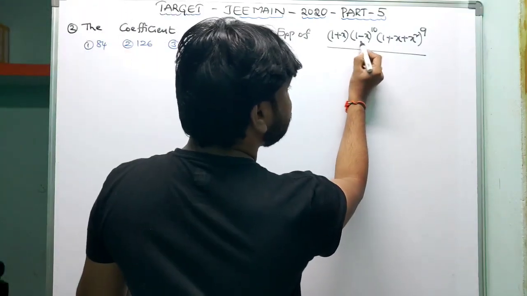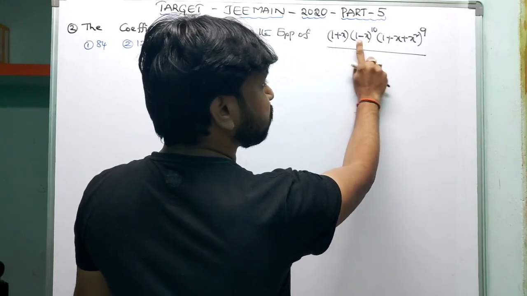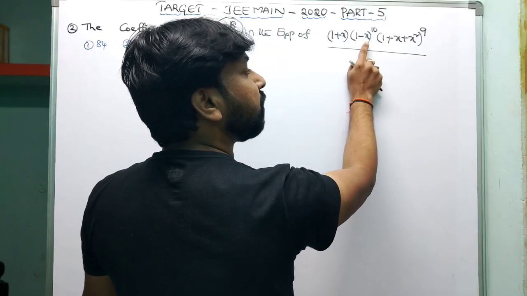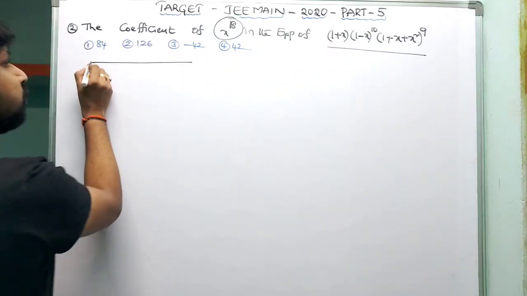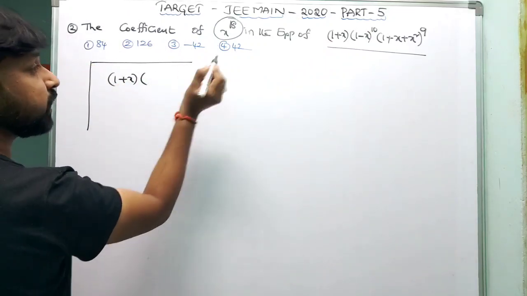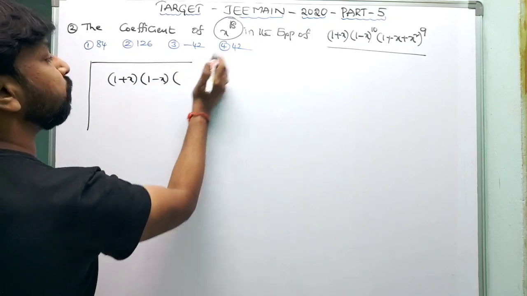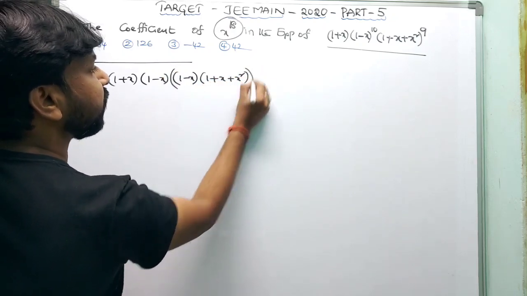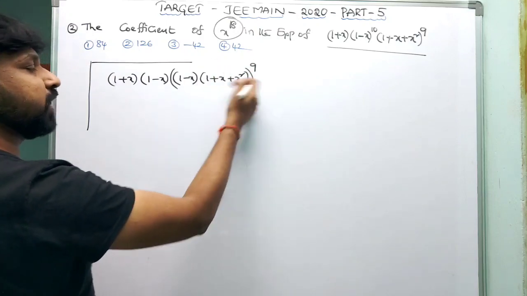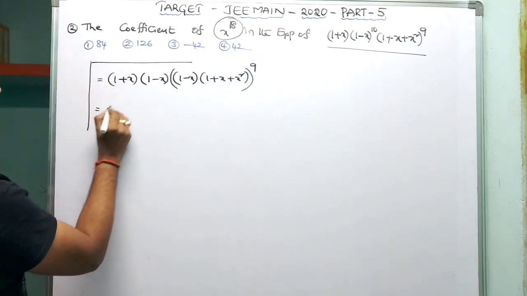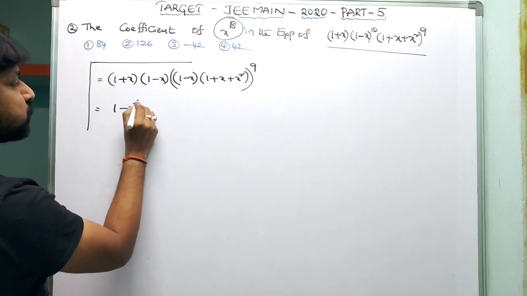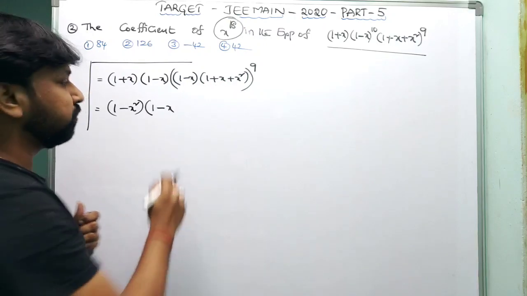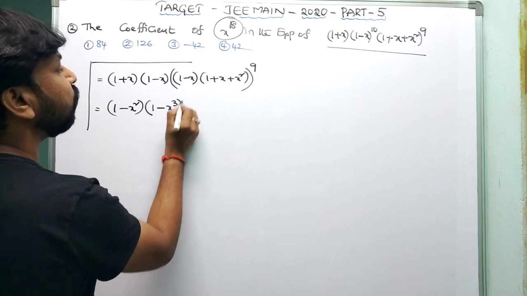If you observe this expansion, (1 plus x) into (1 minus x) whole power 10, (1 plus x square) whole power 9, I want to write this as (1 minus x) into (1 minus x) whole power 9. So that's what you're going to get: (1 plus x) into (1 minus x) can be written like this, and then (1 minus x) into (1 plus x square) whole power 9. Again, if you apply the power 9 to this, you get the same step. This can be written as (a plus b) into (a minus b), a square minus b square, into (a minus b) into (a square plus ab plus b square), a cube minus b cube. That's what a cube means: 1 cube, (1 minus x cube) whole power 9.